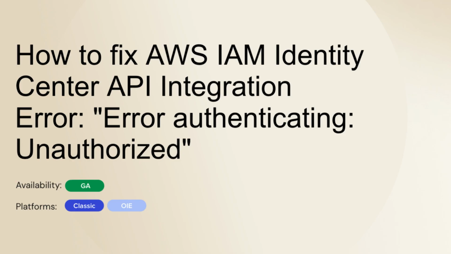Today's video is all about fixing an issue with AWS IAM Identity Center API integration, the error authenticating unauthorized error. So why does this error pop up? It's usually because the access token used for setting up the API connection isn't right. Let's fix it step by step.